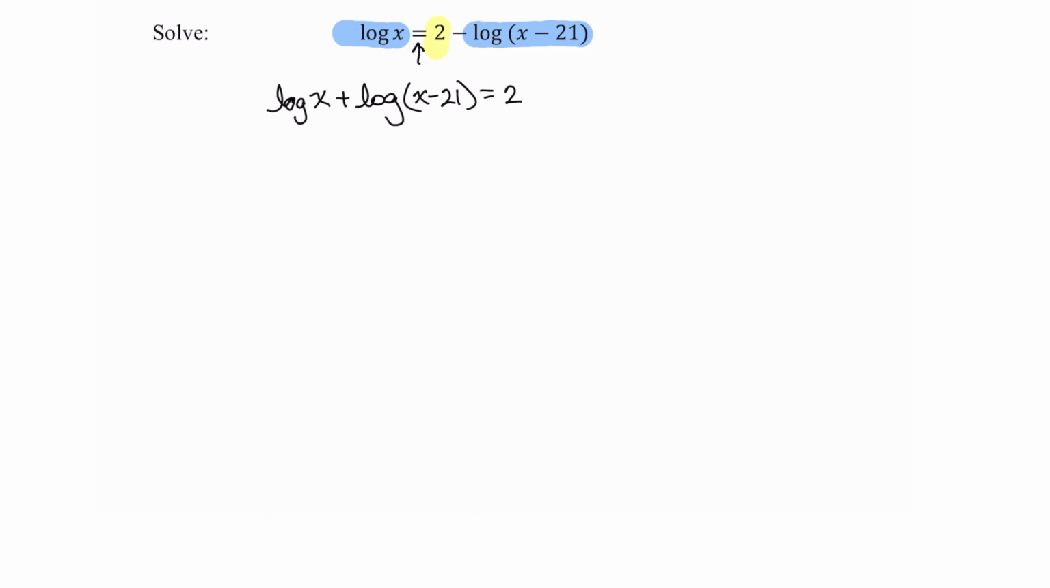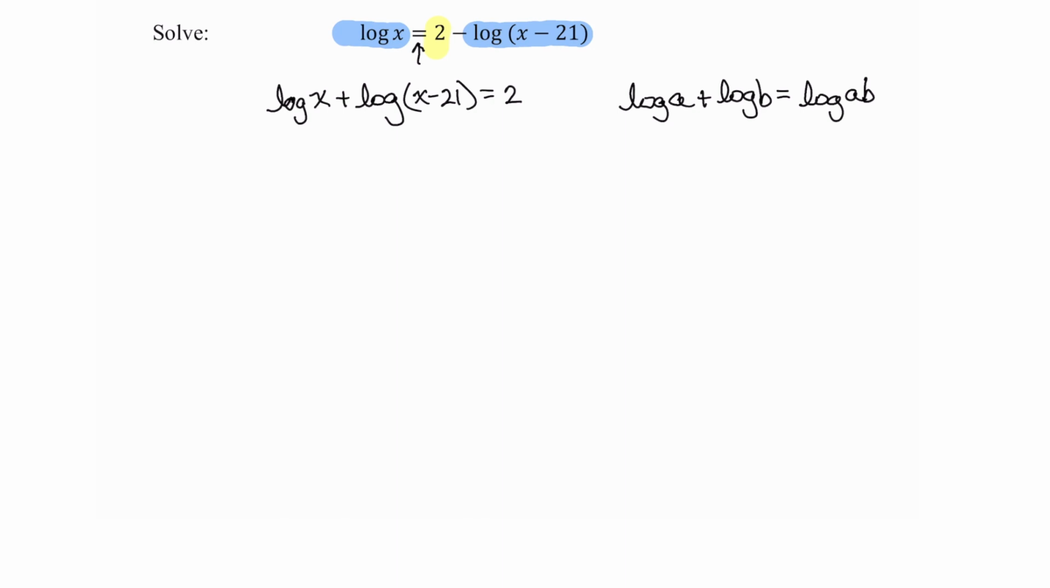Now our goal here is to use properties of logarithms to write it as the log of an expression on one side and the number on the other side so that we can write it out of log form and into exponential form to solve. Now recall that if we have log A plus log B, that's equal to the log of A times B. And we looked at that in terms of expanding it out, where we have the log of a product is the sum of the logs, and also condensing, which we'll want to do here.